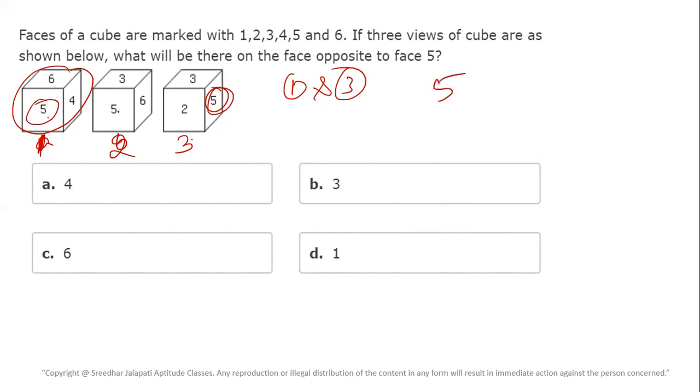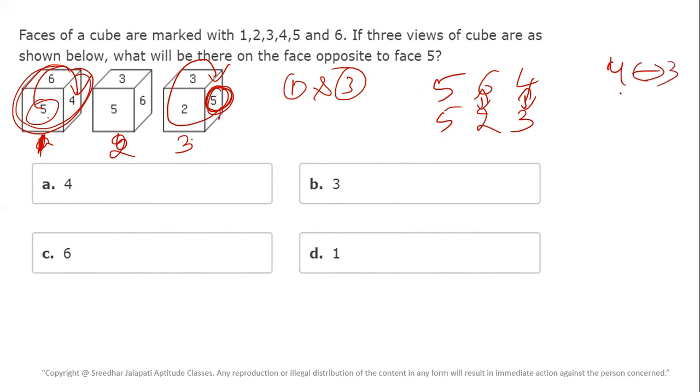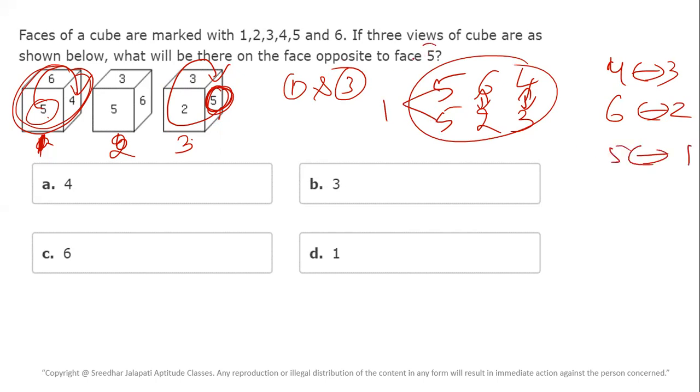So I'm taking 5 in the first view and writing the remaining in clockwise direction: 5, 6, 4. Here also 5 is the common element, so from that, writing the remaining elements in clockwise direction: 5, 2, 3. Now 4 and 3 opposite, 6 and 2 opposite. What is missing here? 1. So 5 and 1 opposite. You're asked to find the face opposite to 5, so obviously it is 1. So answer option D. Simple, right?